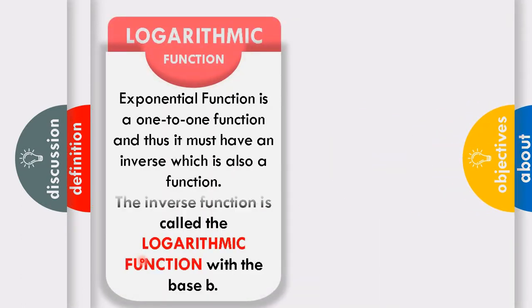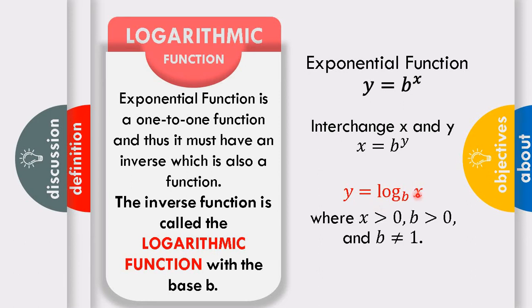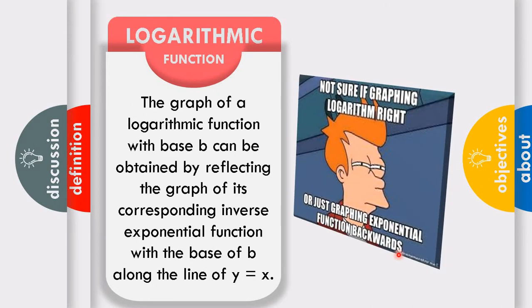So again, in the last video, we discussed that a logarithmic function is the inverse of an exponential function. Okay, so first we have this exponential function. Finding its inverse, we have y equals logarithm of x to the base b, where x is greater than 0, b is greater than 0, and b is not equal to 1. Okay, so the graph of a logarithmic function with the base b can be obtained by reflecting the graph of its corresponding inverse exponential function with the base b along the line y equals x.